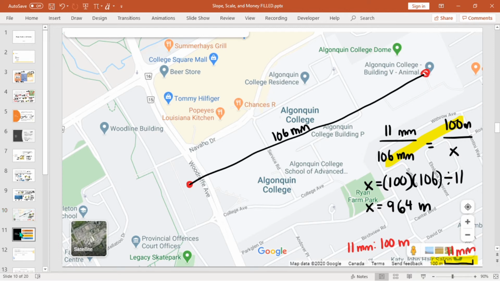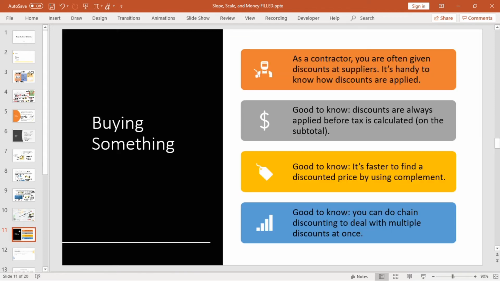Now we're going to switch over to money. And we're going to talk about when you buy something and when you sell something and when you owe people money. So when you're a contractor, you usually have a discount with your supplier. Those can compound and get complicated, and it's not really intuitive how you calculate them. So things that we should consider: we always apply discounts before we do our tax, on something that's called the subtotal, either for the total bill or for individual items.